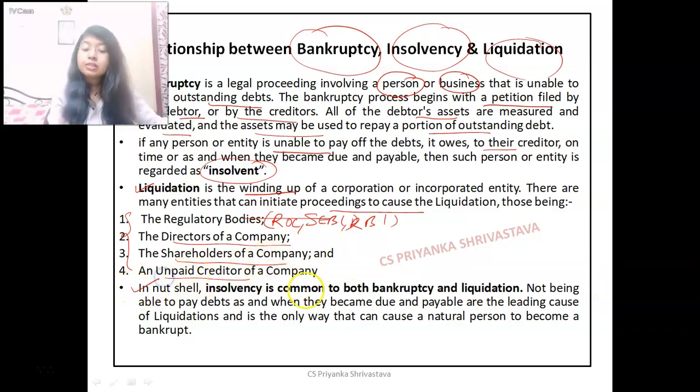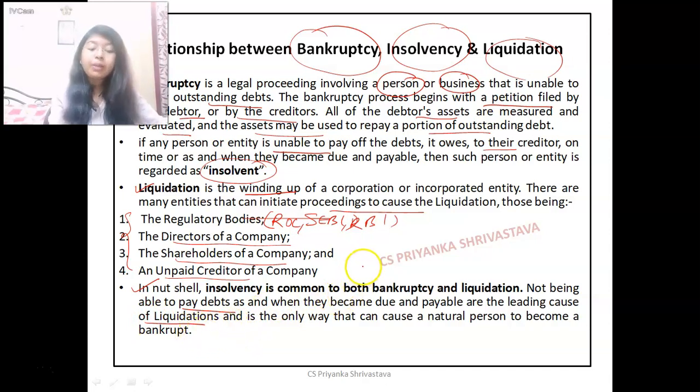So what is the summary? In a nutshell, insolvency is common to both bankruptcy and liquidation. So insolvency is actually the first step towards bankruptcy or liquidation. And the situation is what? That they are not able to pay the debt as and when it becomes due and payable, and it causes a liquidation, and it is the only way that causes a natural person to become bankrupt.